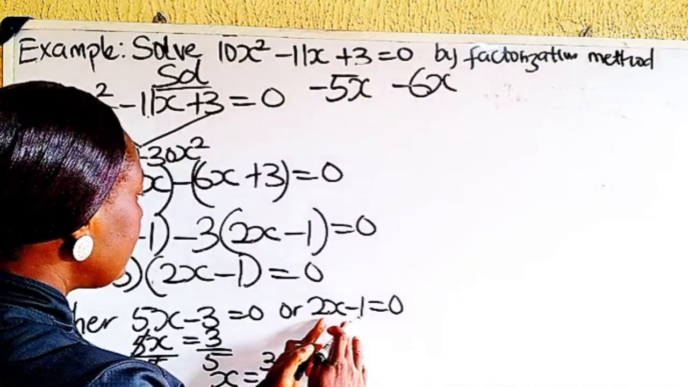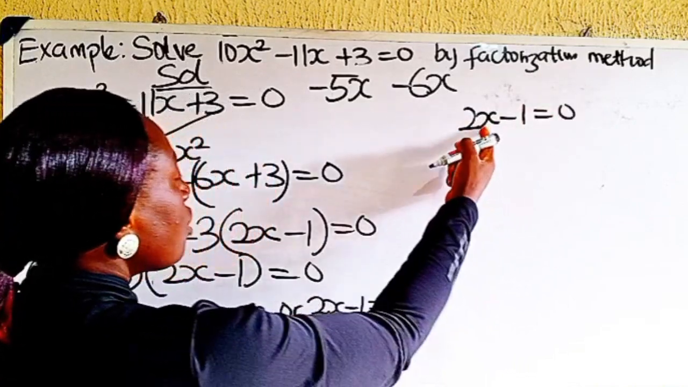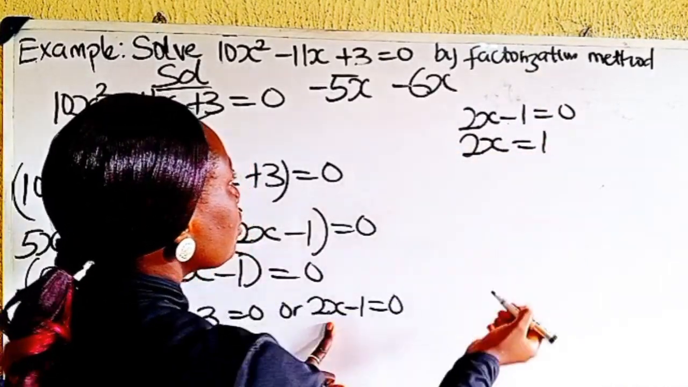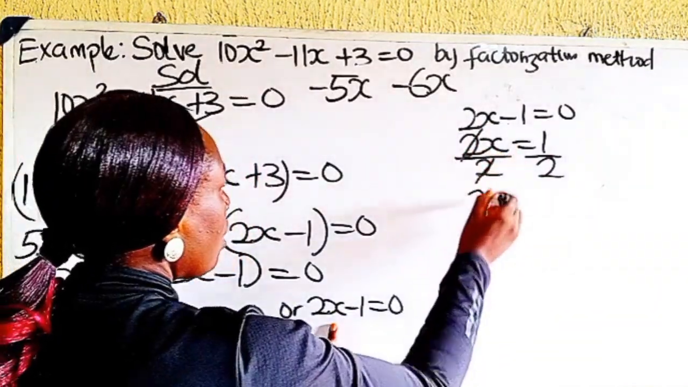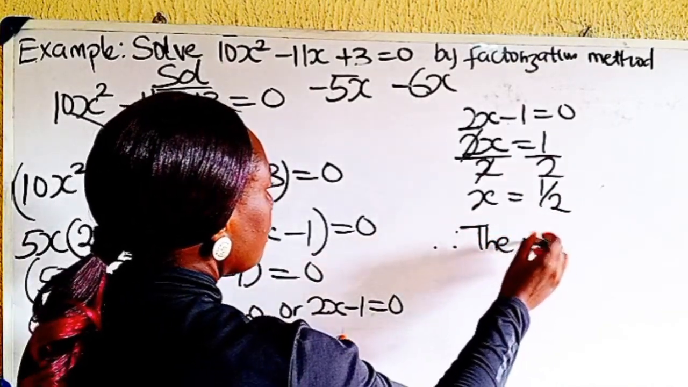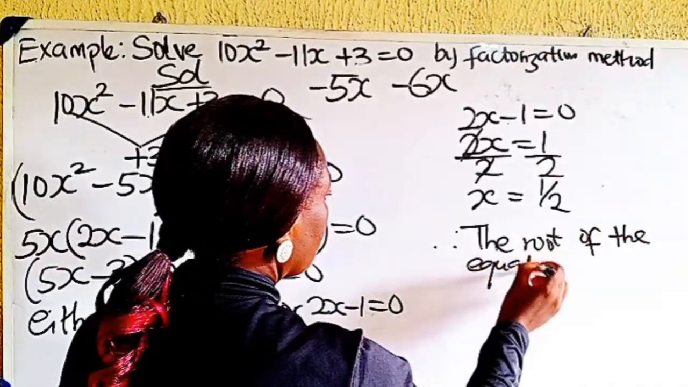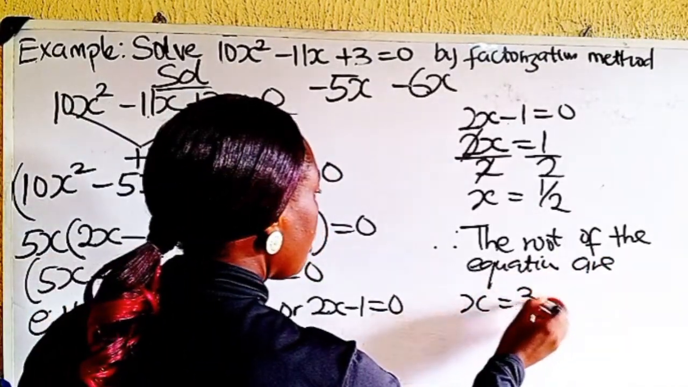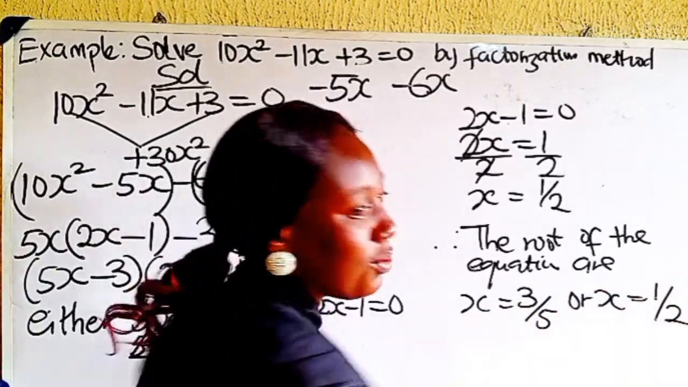Now coming to this side, let me solve here. 2x minus 1 equal to 0. Solving for x, I have that 2x equal to this, minus 1 will cross and be what? Plus 1. Dividing both sides by 2, I have 2 will cancel 2. x is equal to 1 over 2. Therefore, the roots of the equation are x equal to 3 over 5 or x equal to 1 over 2. I hope it's clear.